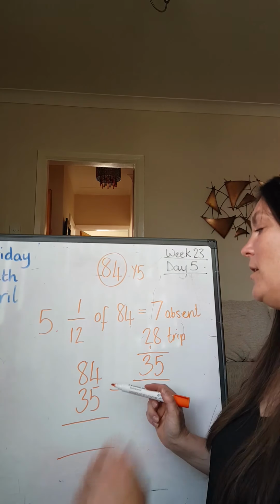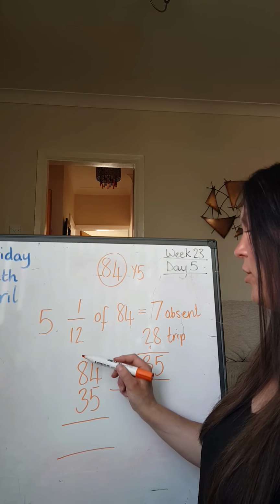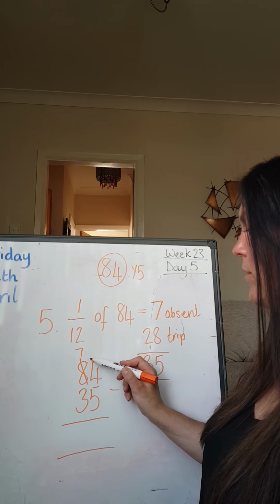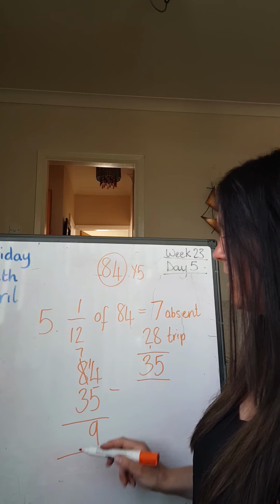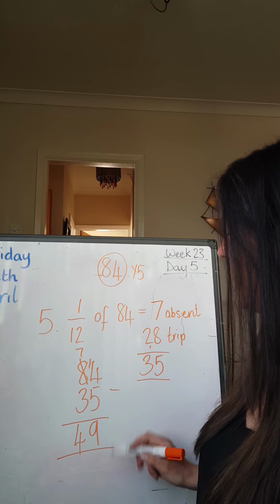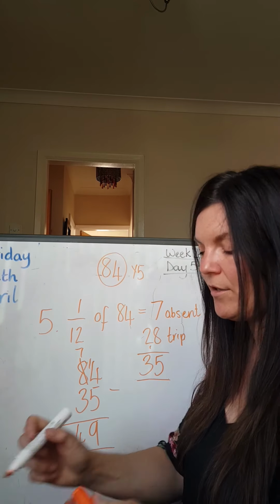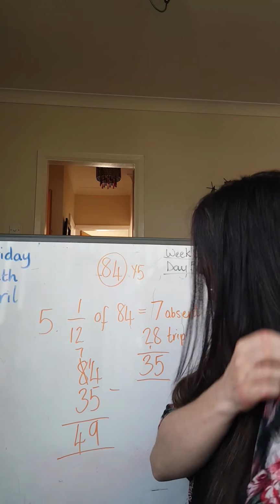That's why it's in the mega challenge column. 4, take away 5, you can't do that. Knock next door, take 1, give it to the neighbour. 14, take away 5 is 9. 7, take away 3 is 4. So the answer is there are 49 children in school on that day.